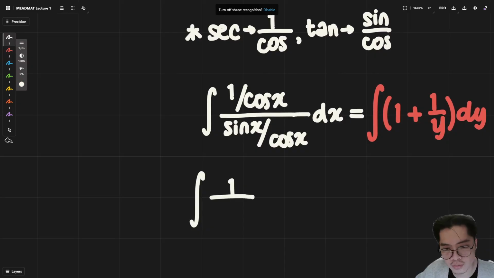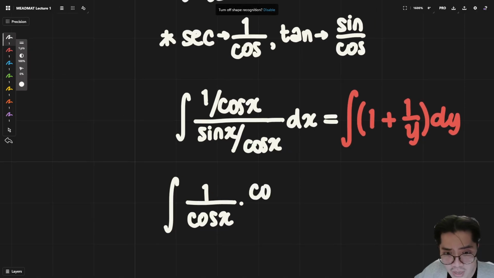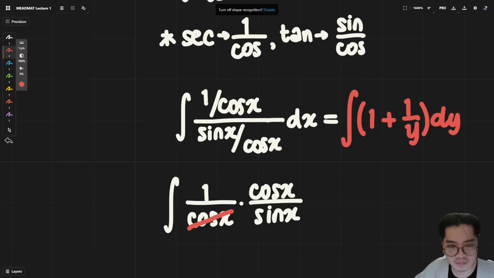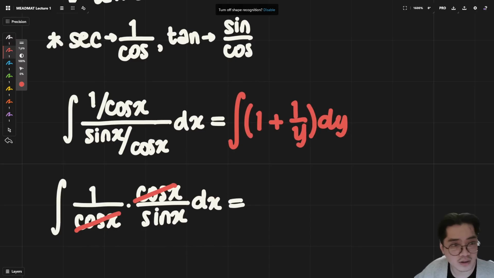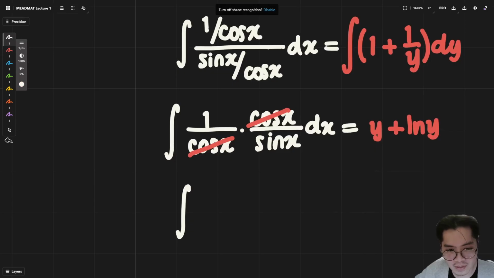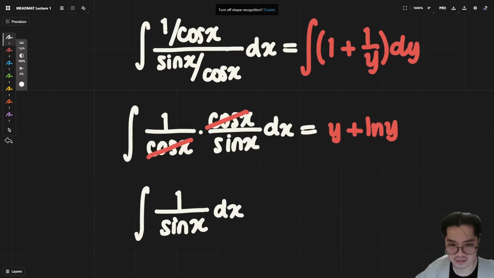But we can do the original one, right? The one on the numerator, 1 over cosine of x. And now for the denominator, what I'm going to have to do is flip it, right? And we will be left with something like this. We can cancel out the cosines, and now in here we can just get y from reverse power rule and ln y. Right? Almost done, right? This is going to be the integral of 1 over y times dy. And this is the only problem we have left, 1 over sine of x dx.